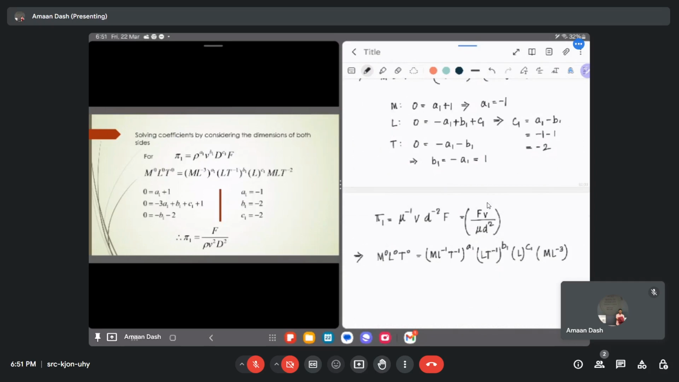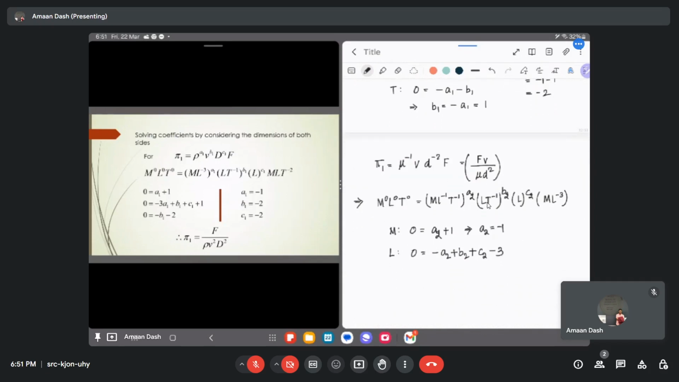Right? So if we do a balance for M, 0 is equal to a1 plus 1. Sorry, this is not a1, this is a2, b2, and c2. This implies a2 is equal to minus 1, minus a2, plus we have b2, plus we have c2 minus 3. Correct?